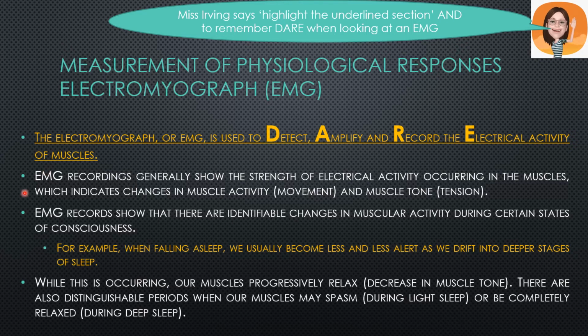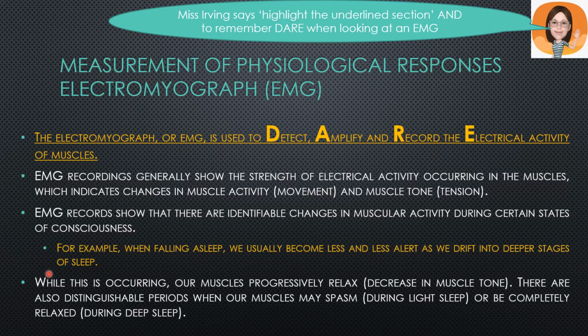The EMG recordings generally show the strength of electrical activity occurring in the muscles, which indicates change in muscle activity and muscle tone. The EMG records that there are identifiable changes in muscular activity during certain states of consciousness. For example, when falling asleep, we usually become less and less alert as we drift into deeper stages of sleep. The electromyograph also measures the hypnic jerks.